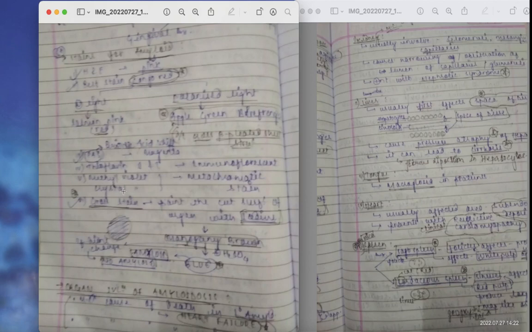Next is methyl violet and crystal violet. In both of them, these are basic stains, so it appears metachromatic. These are the metachromatic stains.